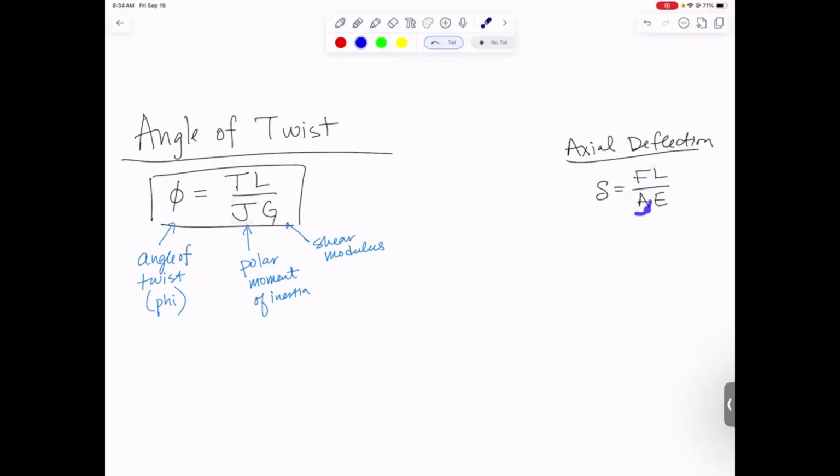When it comes to axial deflection, what matters is the cross-sectional area. For twisting, it's a different area property. It's polar moment of inertia that matters. And then in axially loaded bars, what matters is that Young's modulus. It's sometimes called a tensile modulus for things that are being pulled in tension. Whereas when we're twisting bars, we're really putting them into shear. So that's why we end up with shear modulus in here.